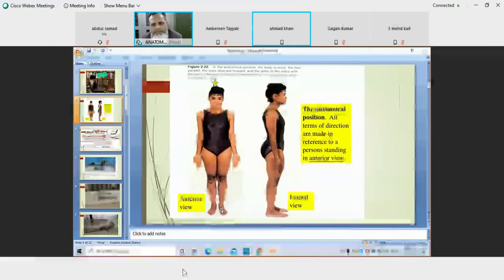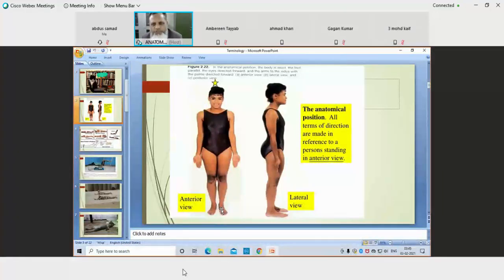Can anyone repeat the terms for the surface of the hand and the surface of the foot? Sir, the surface of the foot which is in contact with the ground is the plantar, and the one opposite to it, which is in continuation with the limb, is the dorsal of the foot.